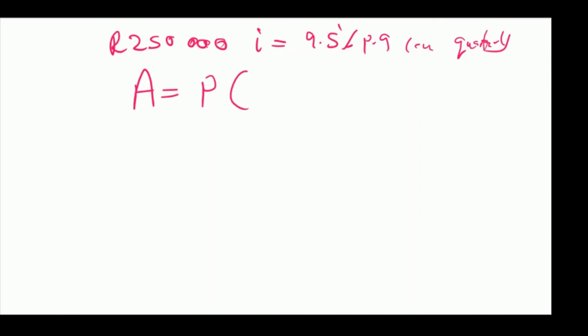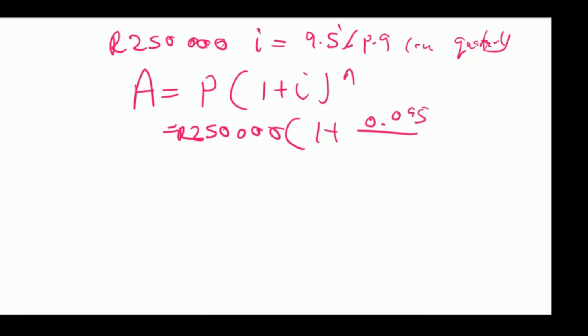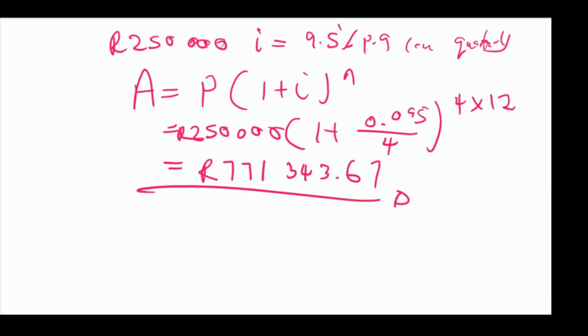So it's A equals P into (1 plus i) to the power of n. His investment was 250,000 rand, and into 1 plus, so the interest rate is 9.5%, so we're going to write it as 0.095 divided by 4 since it's quarterly, and to the power of 4 multiplied by 12 years. So the money that he accumulated for 12 years is 771,343.67. So this is the money that he accumulated in 12 years' time.